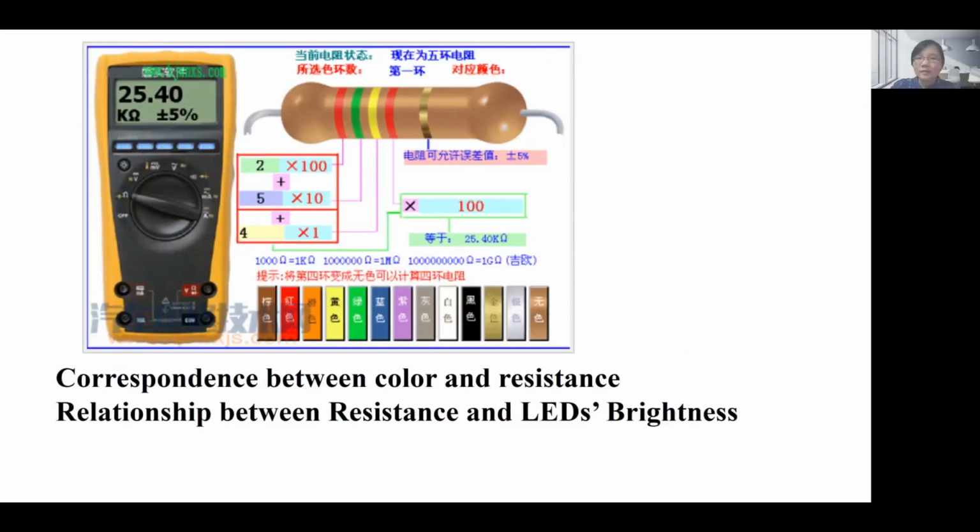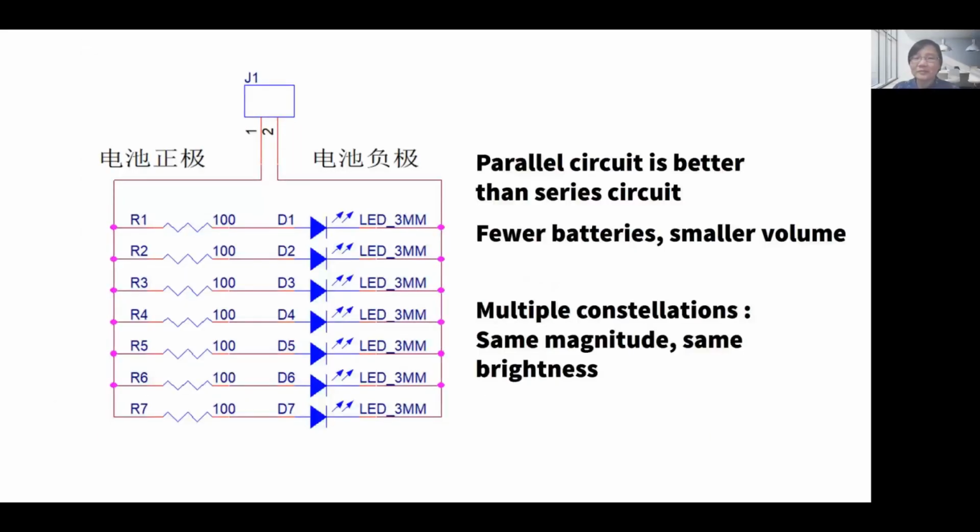And they will know the correspondence between color and resistance, and they will learn the relationship between resistance and LED's brightness. Usually, they can't get this knowledge from the textbook or the classroom, and they will decide to use the parallel circuit or series circuit.